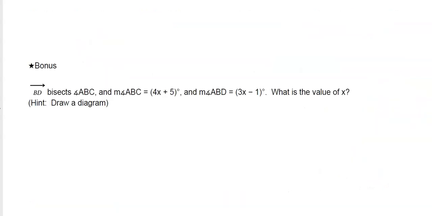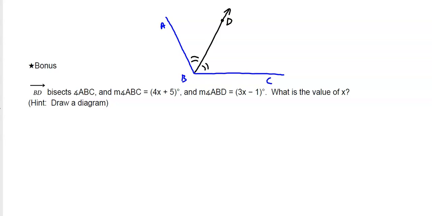All right, it's bonus time. Let's do this last one. This one looks like something that was on the practice and on the video notes. Ray BD bisects ABC. So let me draw this out. So I'm going to draw out ABC. BD bisects. Remember, bisect means chop in half. So these two are equal.